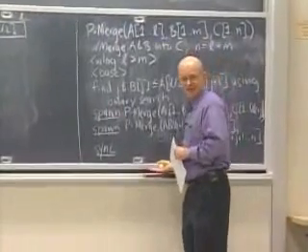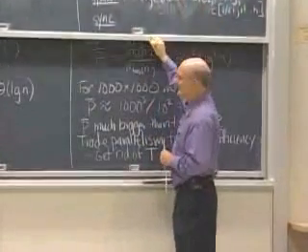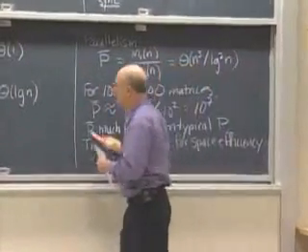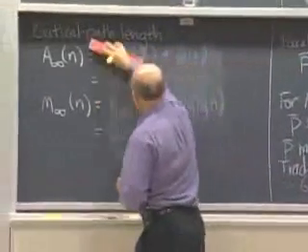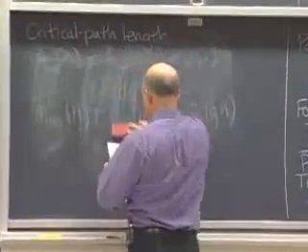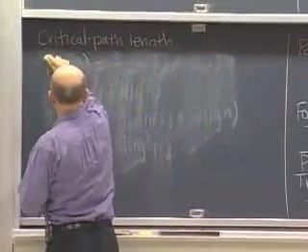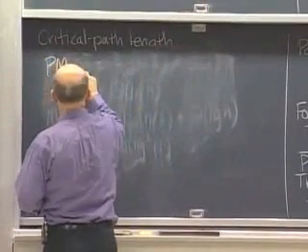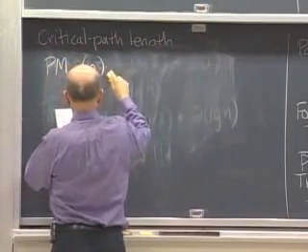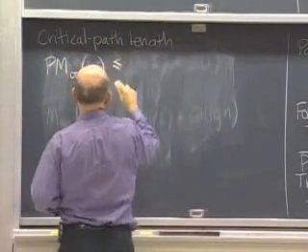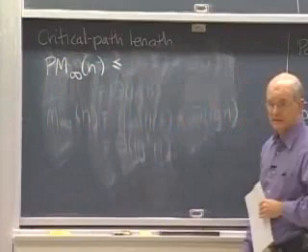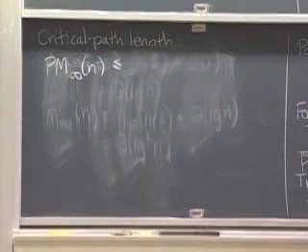Okay. So, but let's start. It turns out the work is the hard part of this. We'll start with critical path length. Okay. Look at that. Critical path length. Okay. So parallel merge sub infinity of n is going to be at most.